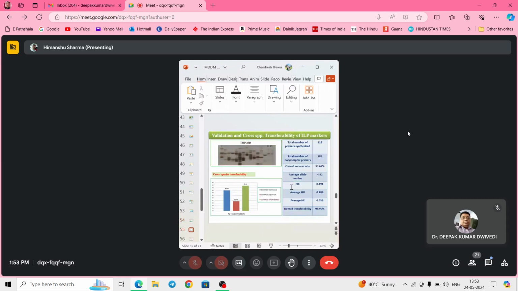Again, in the same way we have used intron targeted markers, and we synthesized more than 500, and we got approximately 183 polymorphic markers. These are the fingerprints, because markers should be polymorphic. Polymorphic means the marker should show different bands in different individuals of the tea or any plant you are targeting.